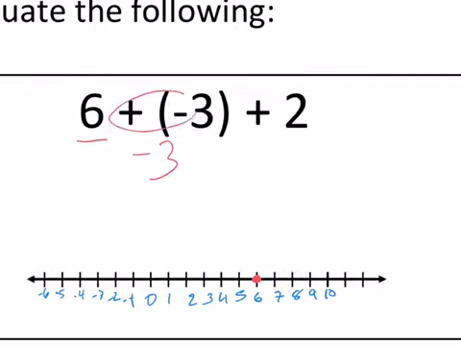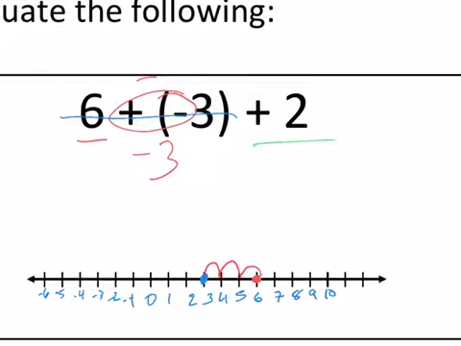So whenever you see these two together, just go ahead and know that it's a minus sign. So we will start at 6 and we will go 3 steps in the negative direction. 1, 2, 3. Okay, so we have made it through this bit. So 6 plus negative 3 gets us to the number 3.